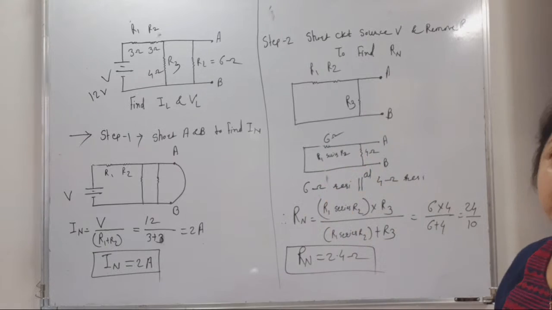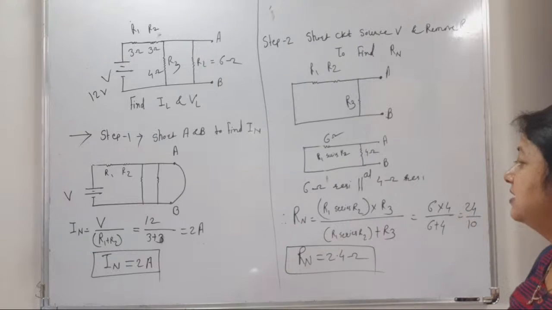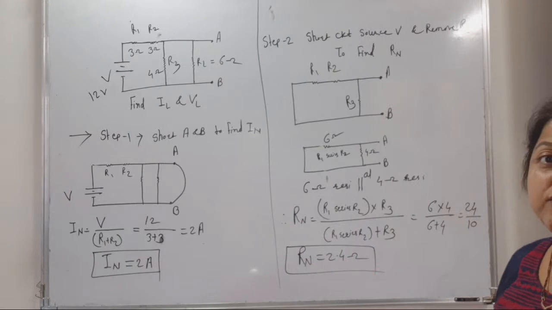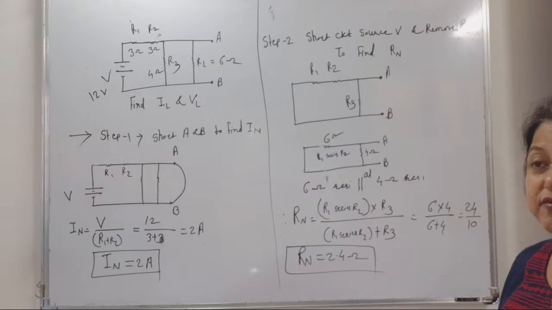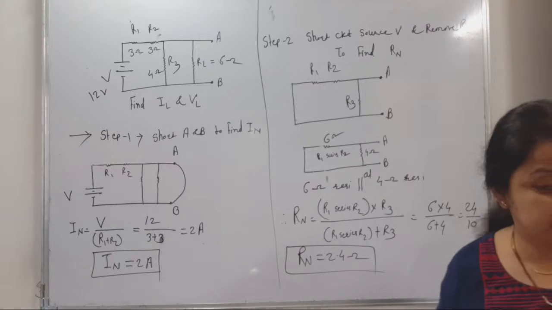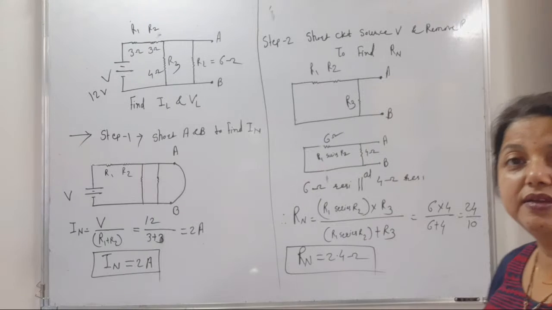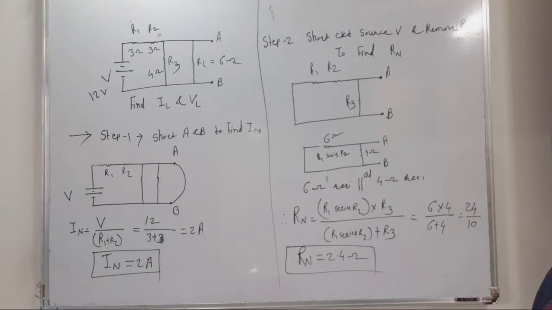Means carefully we observe that these two resistances are in parallel. Therefore, Norton's equivalent resistance is 2.4 ohm. What is the next step? In the next step, we draw Norton's equivalent circuit. Okay? Write down all these steps, please.